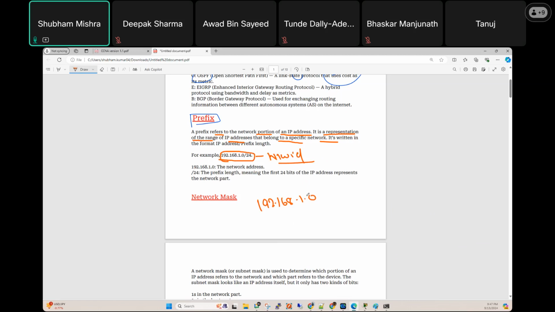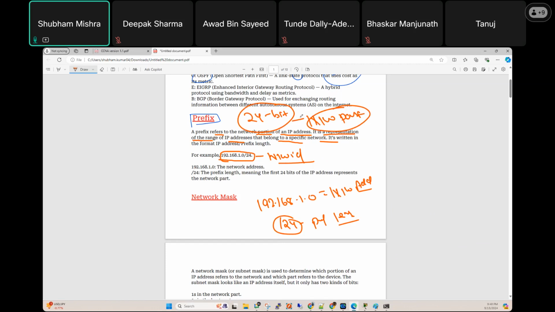192.168.1.0, this is called the network address. And here it is written /24. /24 is called the prefix length. What is prefix length? And what does /24 mean? 24 bits. I told you, an IP address is made up of two things, the network part as well as the host part. So if /24 is written, it means 24 bits are the network part.